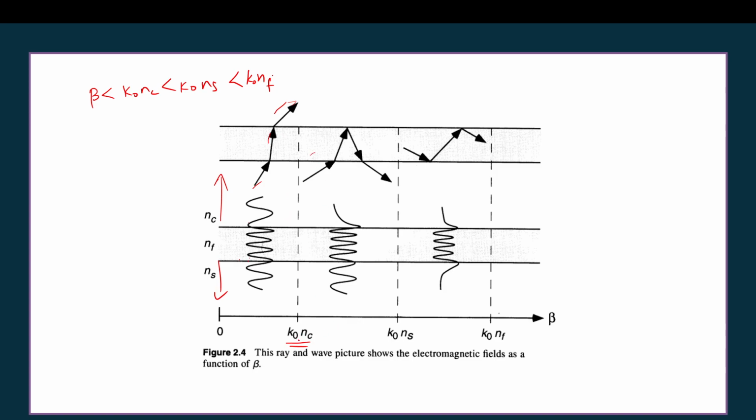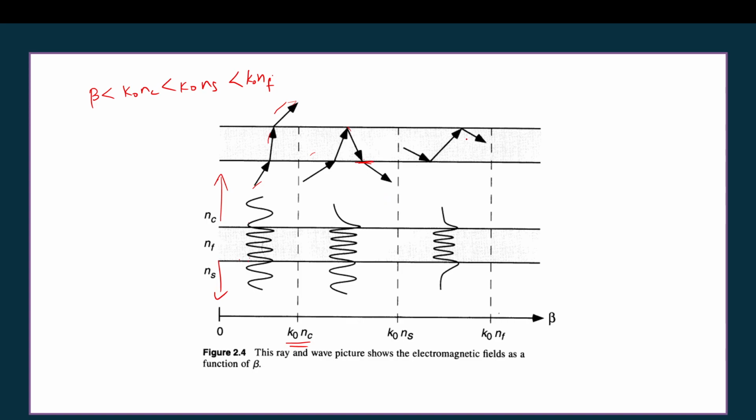In the second case, when beta is between k naught n c and k naught n s, in the substrate beta is less than k naught n s. So in the substrate we will still have an oscillating solution, in the film we have an oscillating solution, and in the cladding we have a decaying solution. Decaying solution basically means, as you are now familiar, that it will be totally internally reflected. However, since here the light is allowed to propagate in the substrate, it won't be totally internally reflected at this boundary.